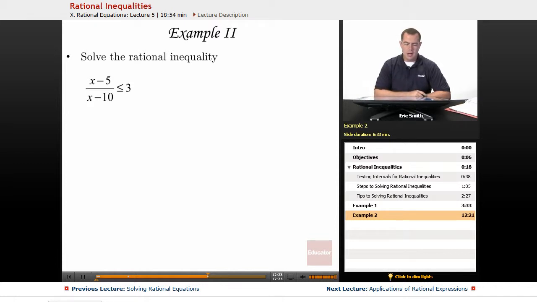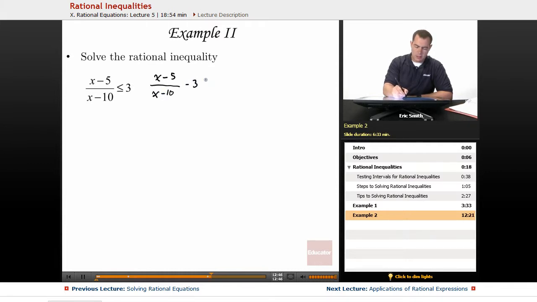All right, let's try one that looks fairly small, but actually has a lot involved in it. This one's (x minus 5) all divided by (x minus 10) is less than or equal to 3. Okay, so like before, let's get everything over onto one side first. That way, it's in relation to 0. So (x minus 5) all over (x minus 10), minus 3, is less than or equal to 0.